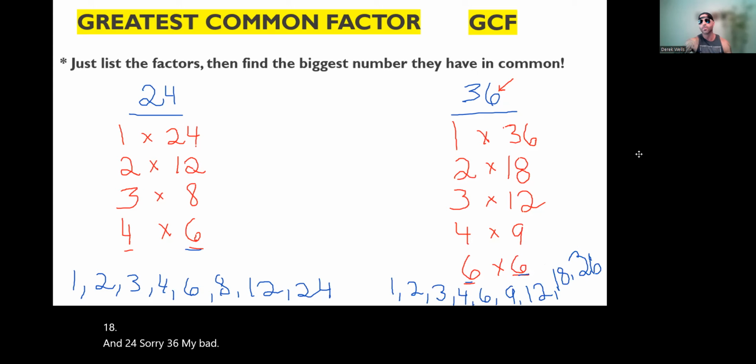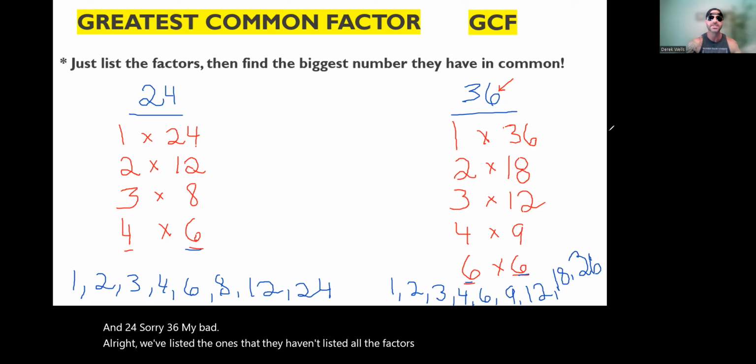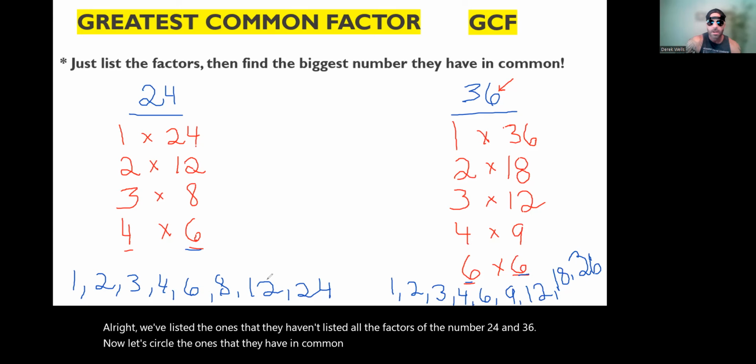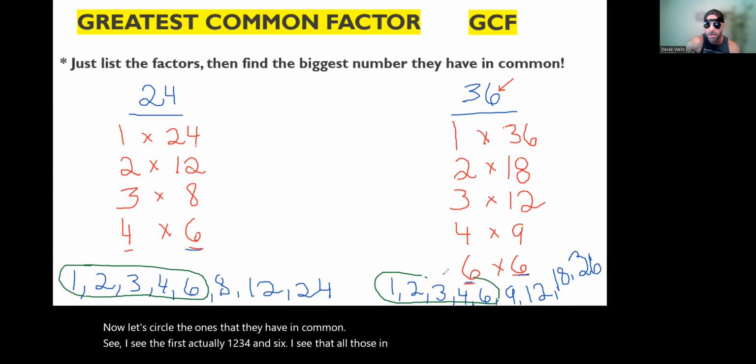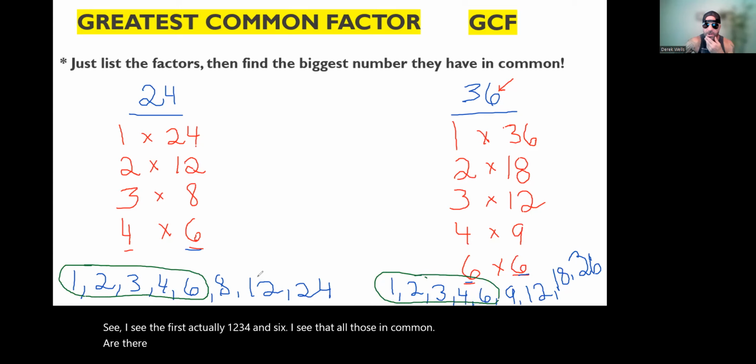All right, we've listed all the factors of the numbers 24 and 36. Now let's circle the ones that they have in common. Let's see, I see 1, 2, 3, 4, and 6. I see all those in common. Are there any more? Ooh, I do see a 12. They have that one in common. I believe those are the only ones.